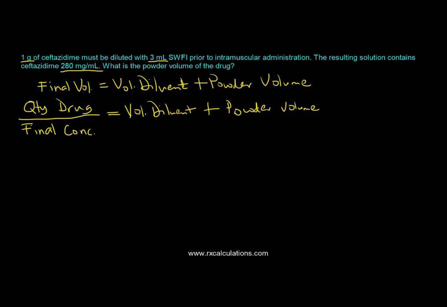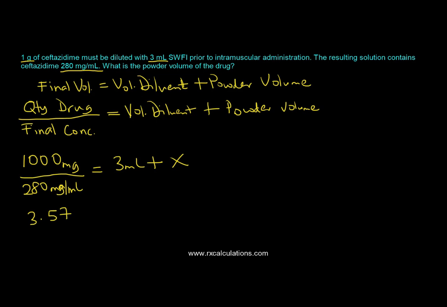And so we do know the final concentration is 280 milligrams per milliliter, and our quantity is 1 gram. So just to keep the units consistent, we want to convert the grams to milligrams, and a gram is 1,000 milligrams. So 1,000 milligrams divided by 280 milligrams per milliliter should be equal to the volume of your diluent, which is 3 ml, plus what we do not know, the powder volume. And so according to the calculator, 1,000 divided by 280 should give us about 3.57 equals 3 ml plus X.